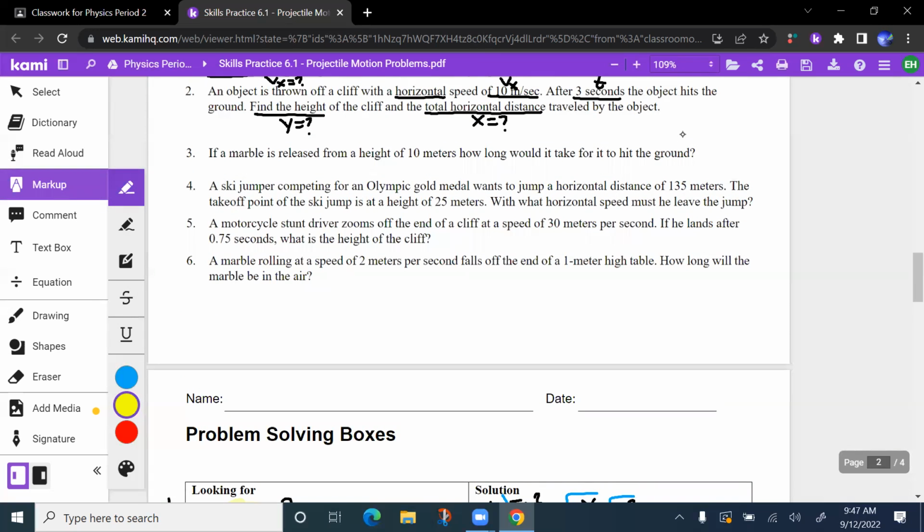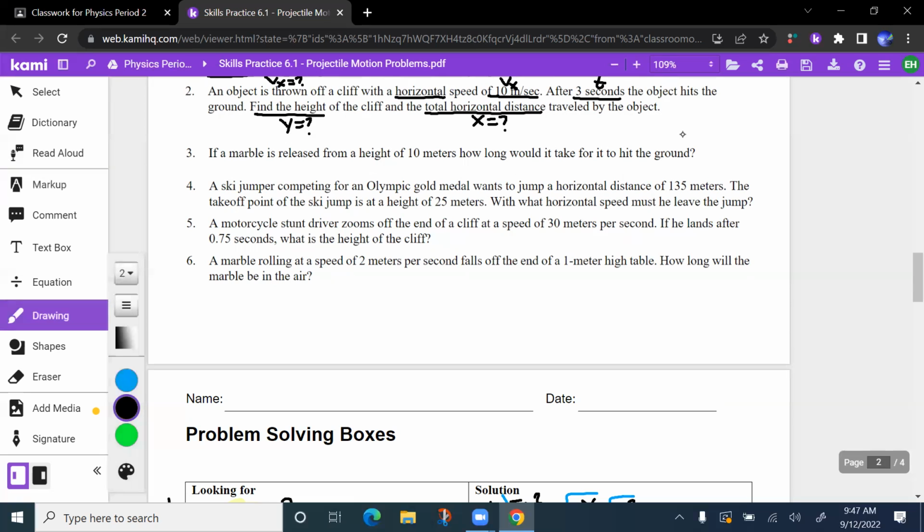a skier competing for Olympic gold wants to jump a horizontal distance of 135 meters. So that makes this X, right? Word horizontal. The takeoff point of the ski jump is at a height of 25 meters. That makes this Y because of the word height. With what horizontal speed, Vx, must he leave the jump pit? So we're looking for Vx. We're given 135 and 25.